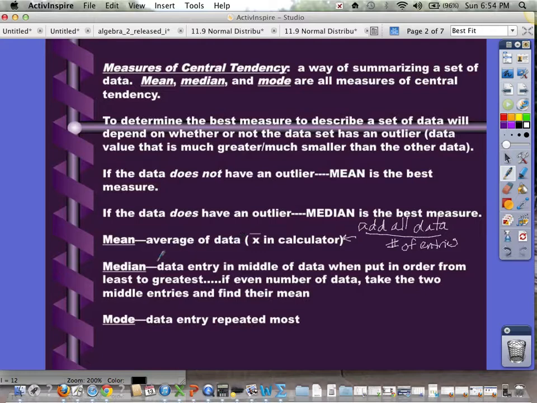The median is the data entry in the middle of the data when you put it in order from least to greatest. If you have an even number of data, say you have 8, you take the two middle entries and then you find the mean of those two. So you'll take the two middle ones, add them together and divide by 2, and that will be the median for the set. And the mode, of course, is the data entry repeated the most. Okay, so you need to know what those are and how to find each one of those.